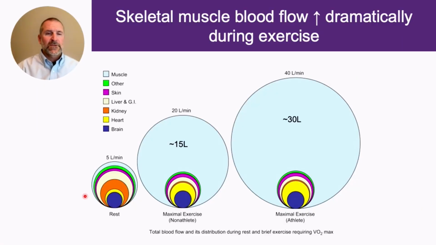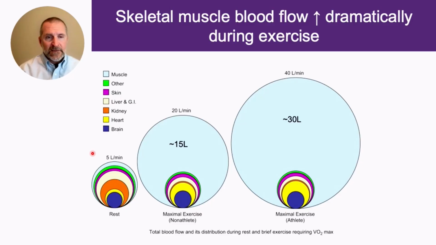So I think it's important to start by highlighting that skeletal muscle has a remarkable capacity to increase blood flow during exercise. This graph illustrates the comparison of cardiac output and blood flow distribution at rest, which is the small circle here, and at exercise, the larger circles, in an average adult and an elite endurance athlete. The size of the circle denotes total cardiac output, and the color within the larger circle denotes where the blood flow is being redistributed.